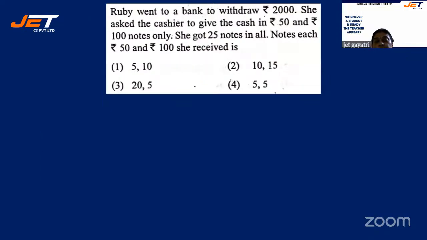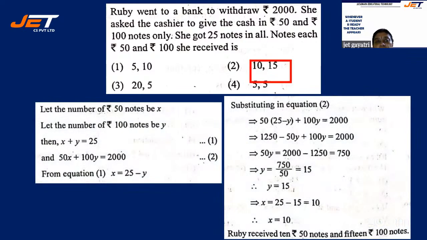See the next question. Ruby went to a bank to withdraw rupees 2000. She asked the cashier to give the cash in rupees 50 and rupees 100 notes only. She got 25 notes in all. So the notes of each, rupees 50 and 100, she received is dash. How do you do this? Let the number of rupees 50 notes be x. Let the number of rupees 100 notes be y. So what is x + y? Now they say that totally she got 25 notes.